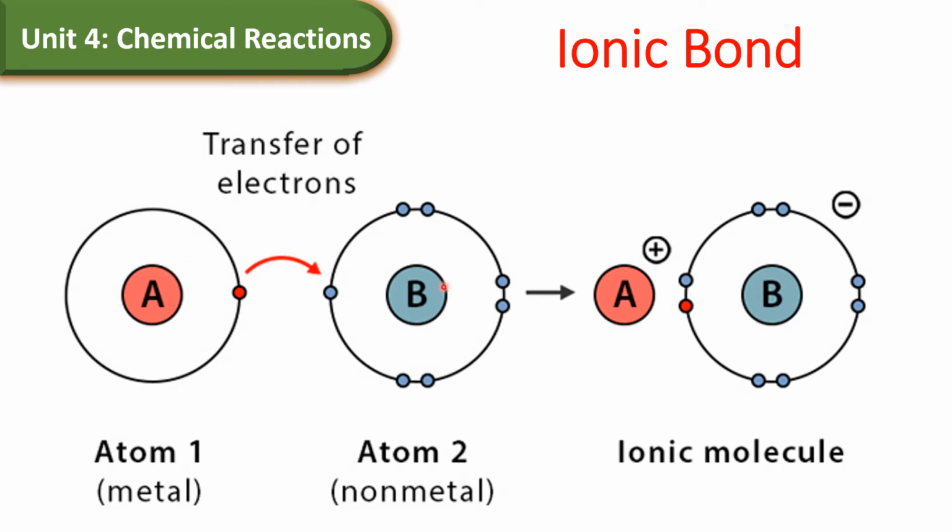And then what will happen in atom number 2? It will receive the electron from atom number 1. As a result, look at it here. Since atom A gave away its electron, the charge becomes positive, meaning A has more protons than electrons. B here becomes negative because it receives the electron from atom A, meaning it has more electrons than protons.